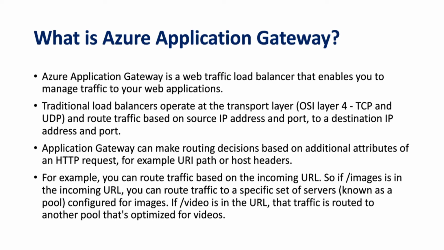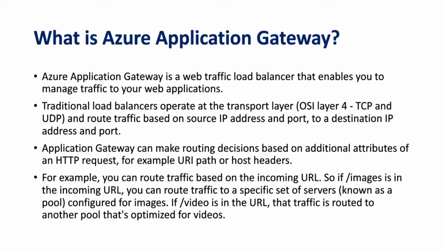For example, URL path or host headers. You can route traffic based on the incoming URL. So if /image is the path in the incoming URL, you can route traffic to a specific set of servers, known as a pool, configured for images. If you have servers configured only for image processing, then you can route traffic to that particular backend pool. And if /video, again a path in the URL, that traffic is routed to another pool that is optimized for videos.